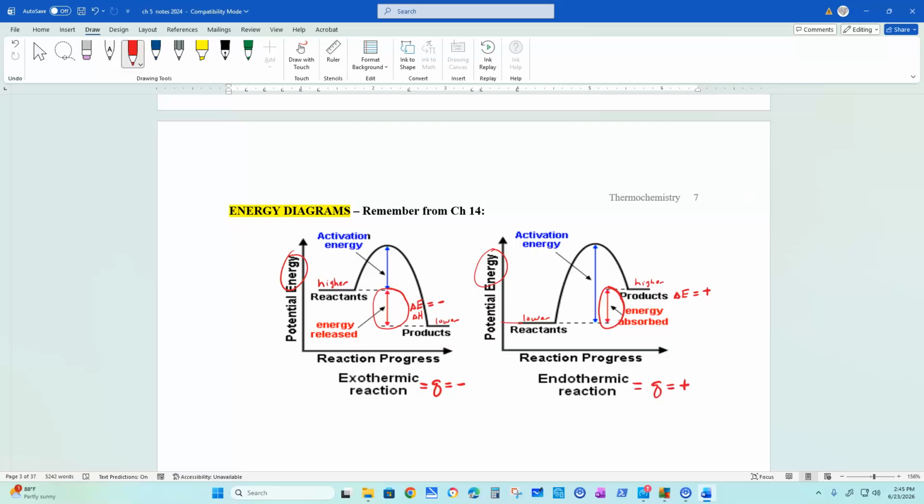So lastly, one more time, when you're dealing with exo and endo, you can only use exo and endo when referring to Q, not energy and not work.